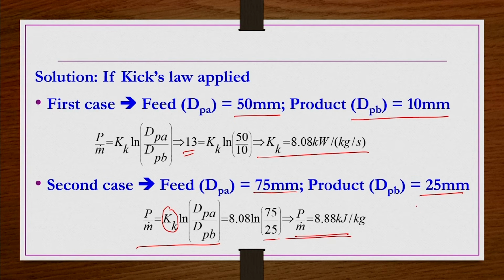But we have seen Rittinger's law just now in the previous case, same problem, and we obtained P by m dot as 4.33 kilojoules per kg. So, now you can see that by using different types of laws you get different power requirements. So, you need to have experience in what case what kind of crushing law you should use. What we have seen is that if you are doing fine reduction, Rittinger's law is a better option.